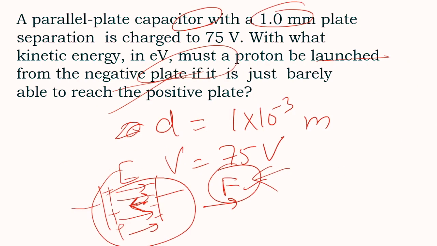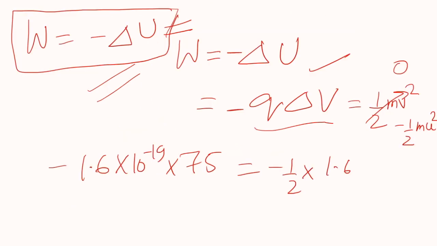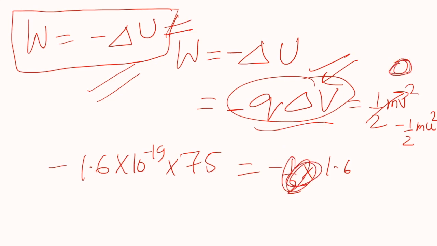The final kinetic energy is 0, and the initial kinetic energy is half into mass of proton. We are given: with what kinetic energy must a proton be launched to be just barely able to reach? Barely just able to reach means all the kinetic energy is lost, so the final kinetic energy is 0. In the question we have to find the initial kinetic energy.